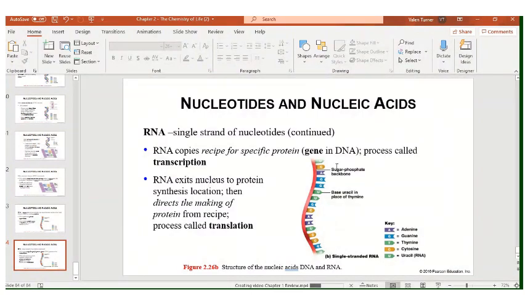Transcription is the process of making an RNA copy of DNA, basically making RNA from DNA. While translation is you making your protein from RNA. So it's just really a two-step process. Make a copy of DNA called RNA, transcription, or make your protein from RNA, translation. All right, so that's a little bit on your nucleic acids, and that's chapter 2.